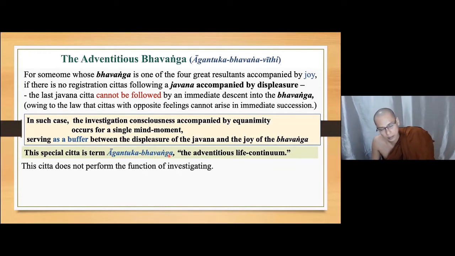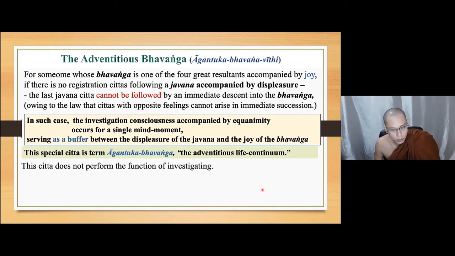So that's why the term adventitious bhavanga is suitable for that mind moment. That's why the scholars give the name adventitious bhavanga, or the adventitious life continuum, for that mind moment. This is a very rare case, but we need to explain the process for that also.